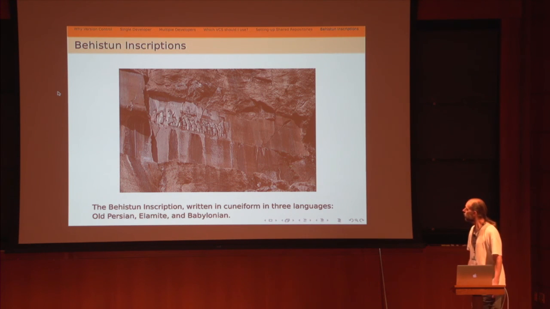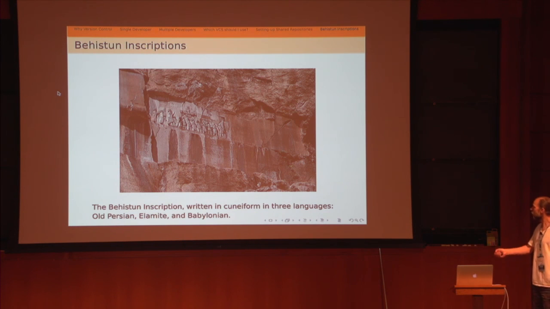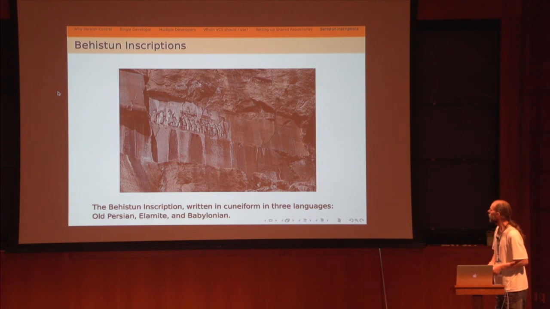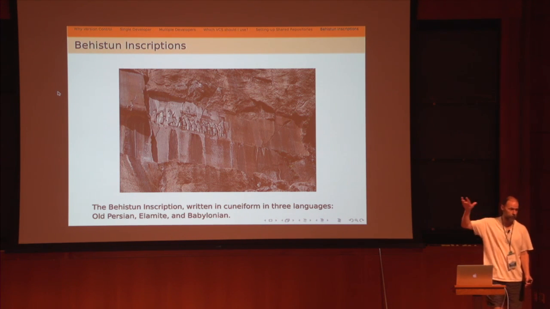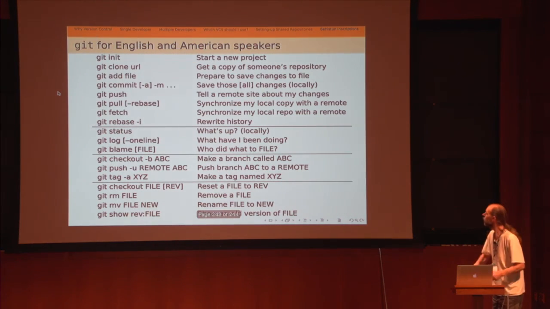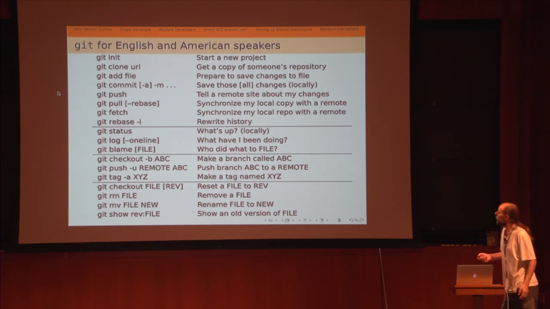So finally, I thought I should put a picture in here. This is the Behistun inscriptions, which are famous for having this inscription written in cuneiform in Old Persian, Elamite, and Babylonian. And I think this was how they first cracked Babylonian, by reading the same inscription which says, I am Cyrus, King of Kings, etc., etc. So the equivalent of the Behistun inscriptions to translate Git into English, or even worse, American, is here are most of the commands that I've been running. So this is the translation. If you speak Git and you want to speak English, that's the way you go.